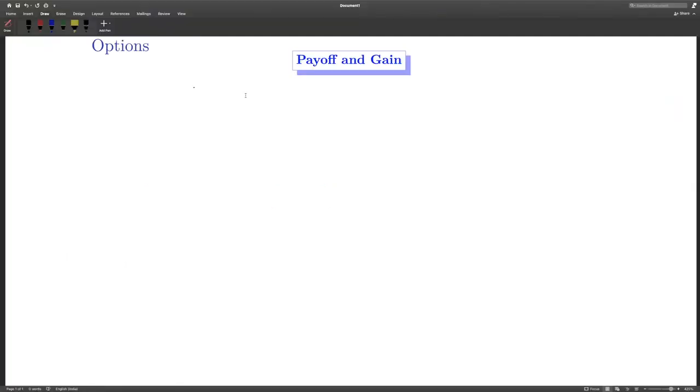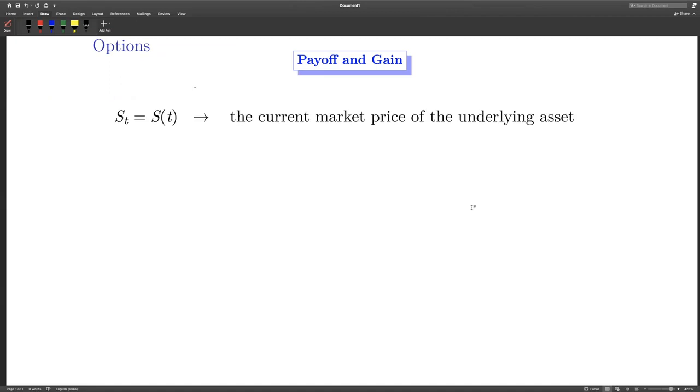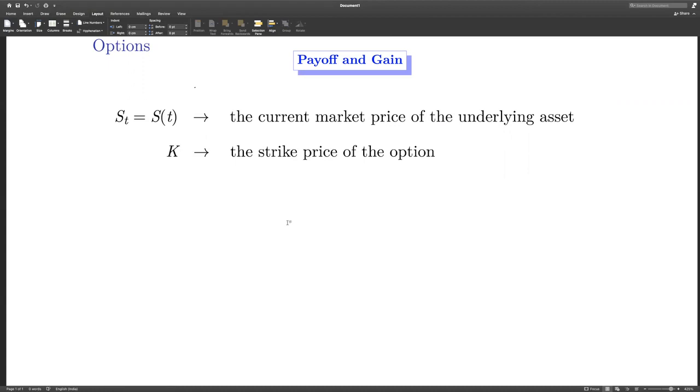The next topic of discussion is the payoff and gains. Before going into the discussion of payoffs and gain, let us introduce some notations. We generally use the notation S of t, which is also denoted by S suffix t, for the current market price of the underlying asset at some time t in the interval 0 to capital T. We use the notation K for the strike price of the option, T for the expiration time, and the closed interval 0 to T is the period of the option.